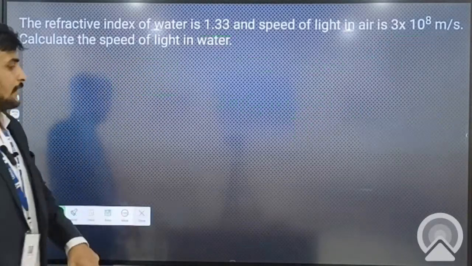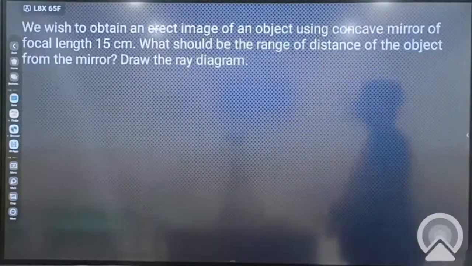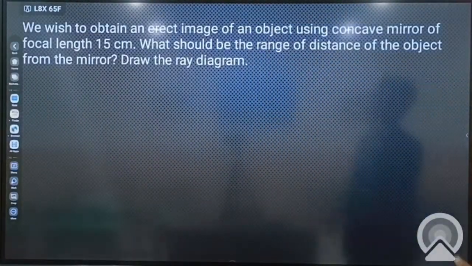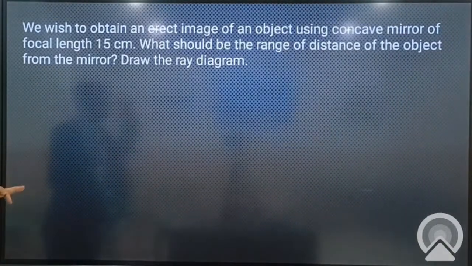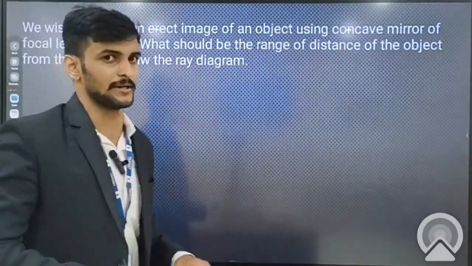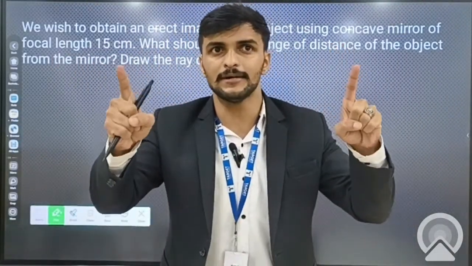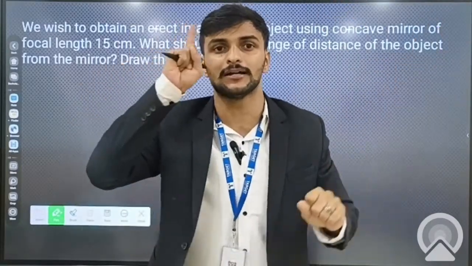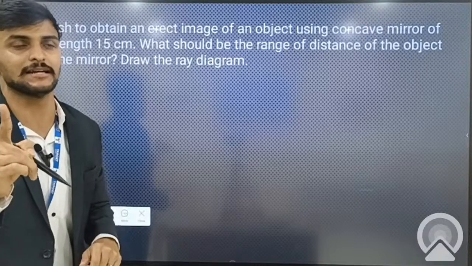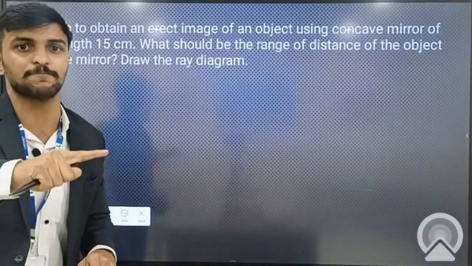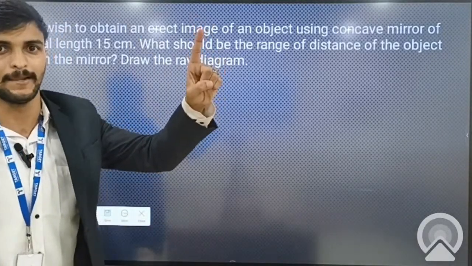Okay, moving to the next question. We wish to obtain an erect image using a concave mirror. Listen guys, a concave mirror produces an erect image only under one circumstance. What is that? Only under one special case, if the object is placed in between F and P. Clear?